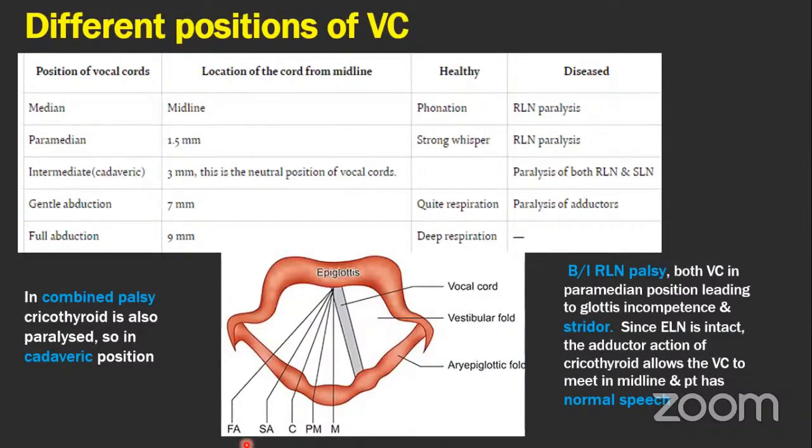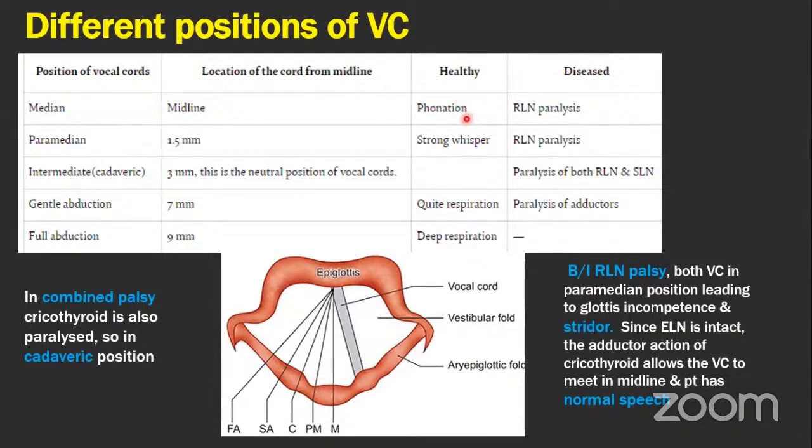This also, so many questions are asked repeatedly. So, if you can remember this chart, it will be better. In this picture, you can see this is a vocal cord. If it is in the midline, we call it the median position. Usually during phonation, the vocal cords are in the median position or the midline position.